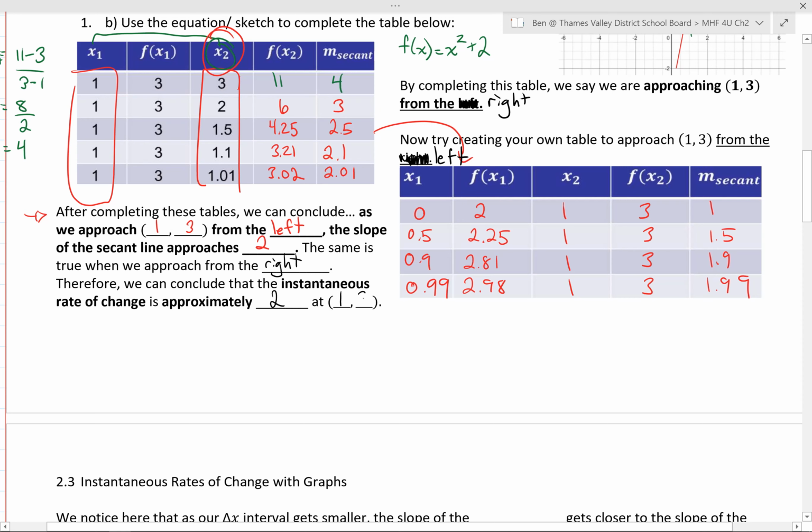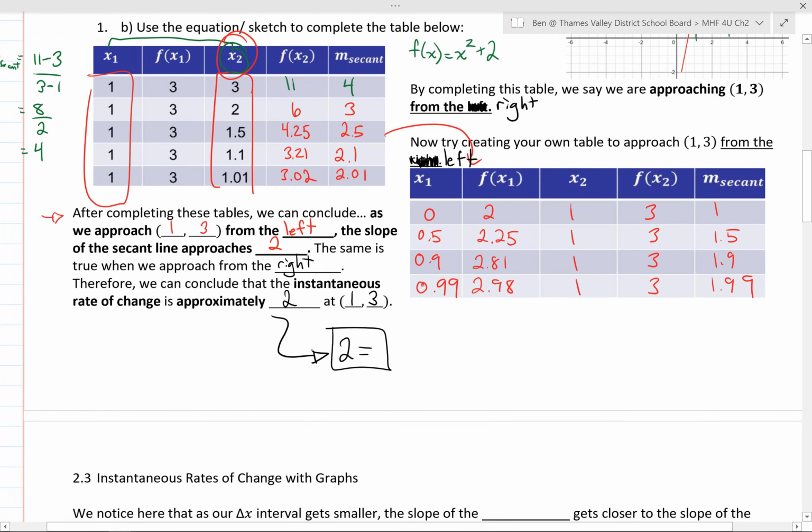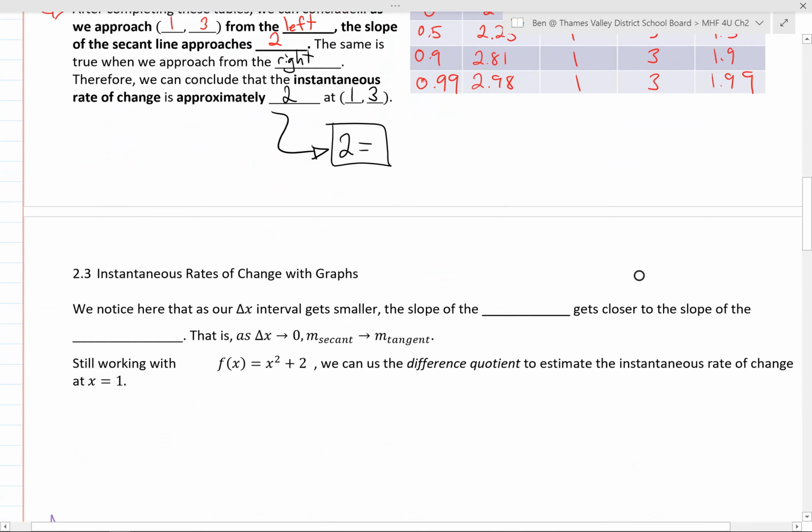point 1, 3. Now, I'll say right now it is beyond the scope of this course, but when you get into calculus, then you will actually be able to calculate that exact slope there, and you will find that it is in fact exactly equal to 2. But we're not there yet, and that's okay. So we'll keep pushing forward.